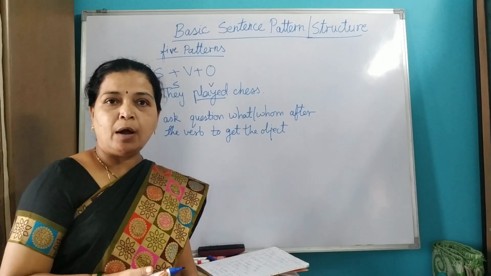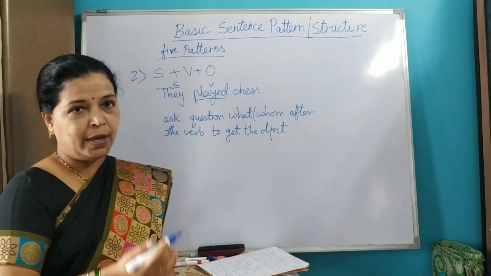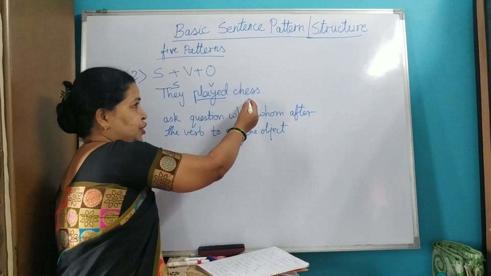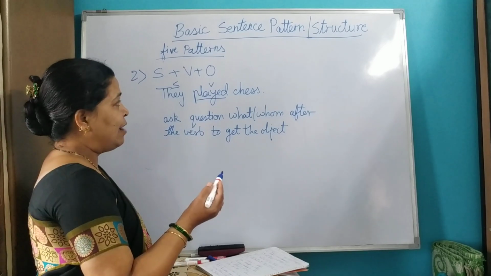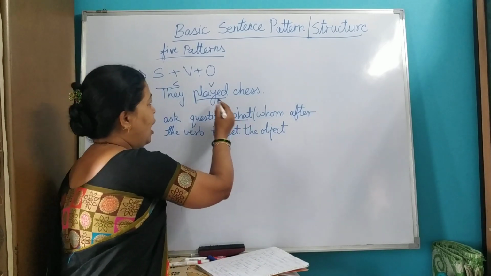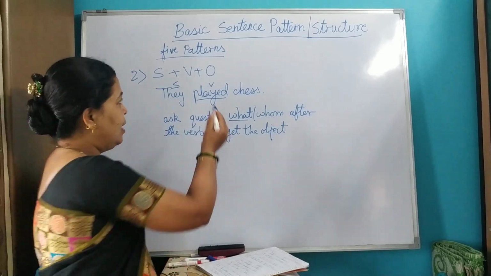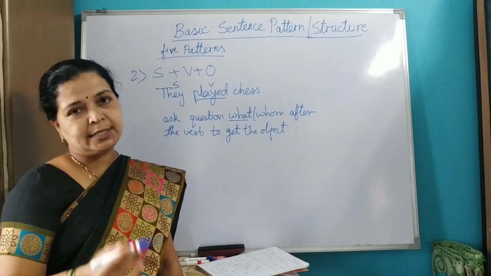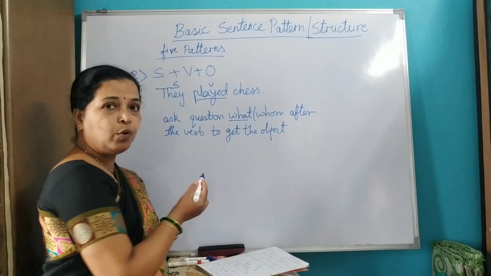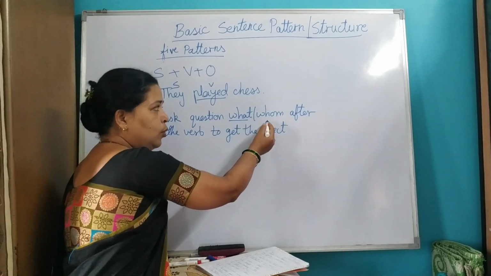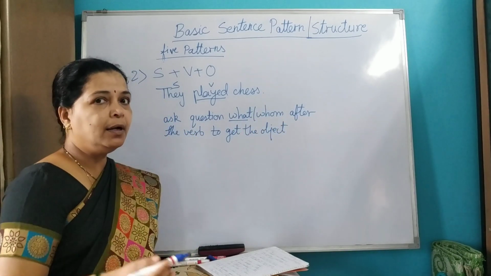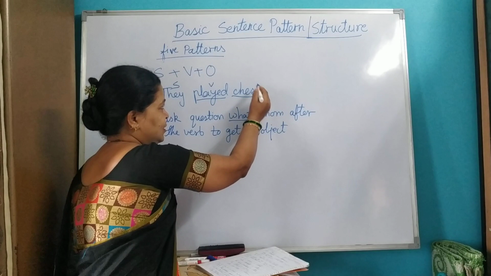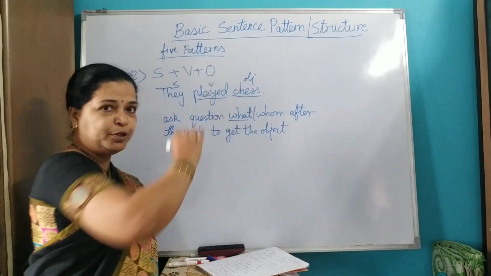Now, how to find out an object in a sentence? Okay. Let's do it. Now, played what? Played chess. So, what did we do? We have asked the question, what? After the verb played. Okay. Played what? Chess. So, to find out an object in a sentence, what we have to do? We have to ask the question, what or whom after the verb to get the object. Okay. So, played what? Chess. So, chess is your object.